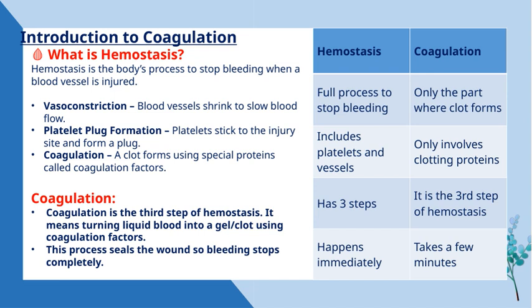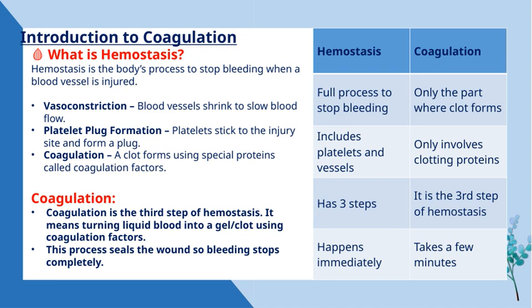Now, let's talk a bit about coagulation itself. It's a key part of the overall hemostasis process, but it's also a specific step. Coagulation is what makes the blood clot solidify, turning it from liquid to gel, so the wound is fully sealed and bleeding stops. To put it simply, hemostasis includes everything from blood vessel constriction to platelet plugs and finally to clot formation.